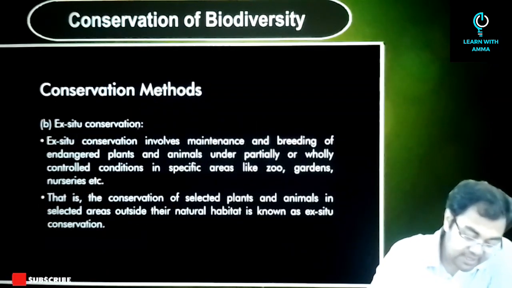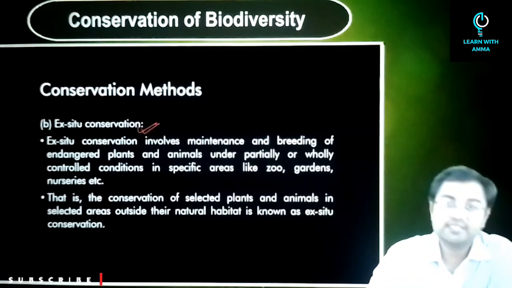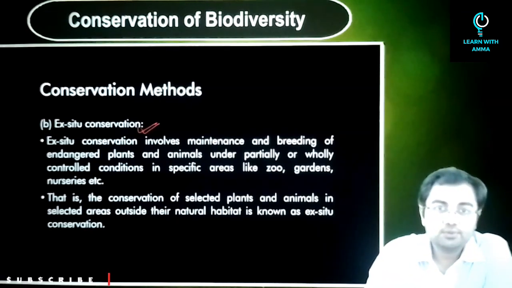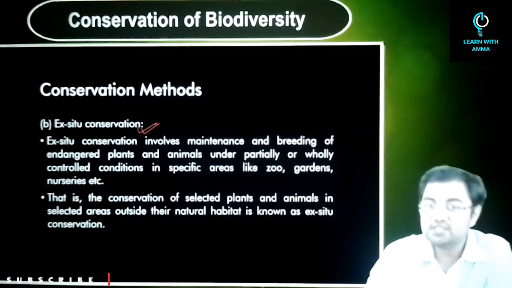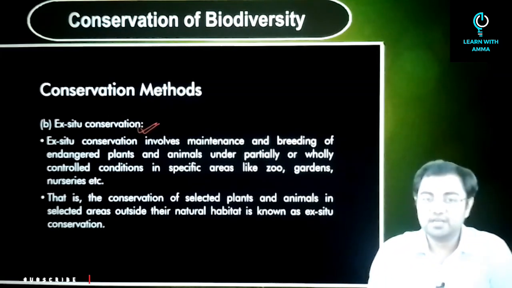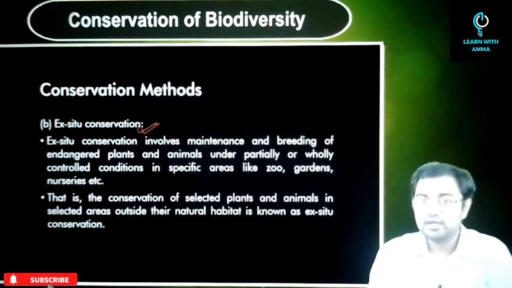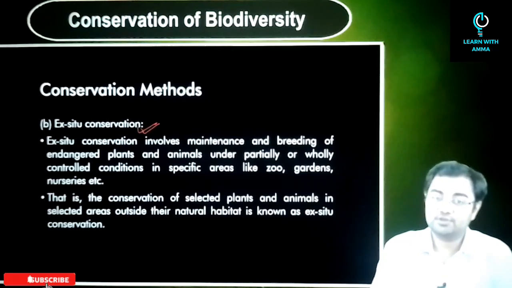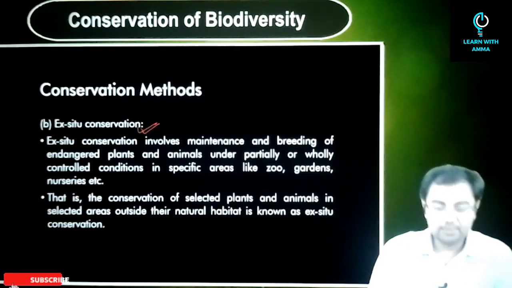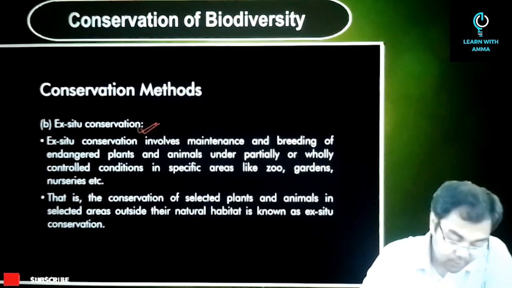Then after that comes ex situ conservation. Ex situ is obviously the opposite of in situ, where you are taking the species away from the home habitat, creating maybe a very similar ecosystem, a very similar environment there, so that these species can survive. But it is not happening in the natural habitat of that species. They are being taken away from the ecosystem.